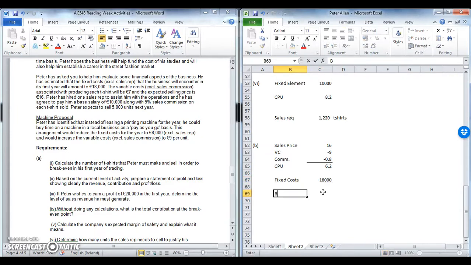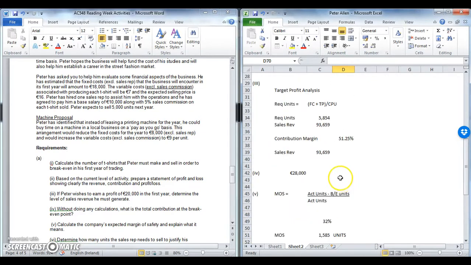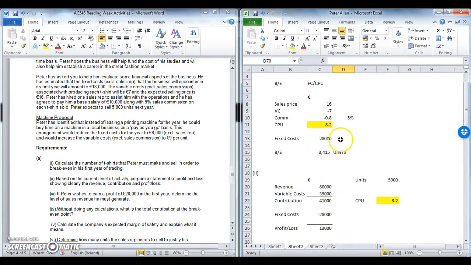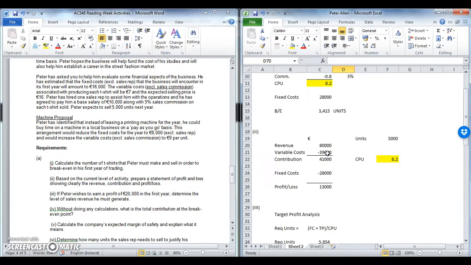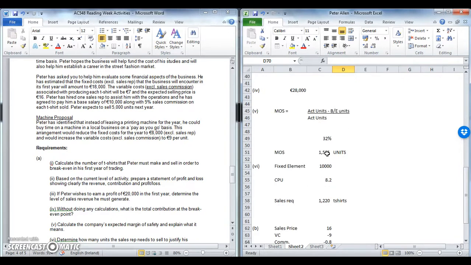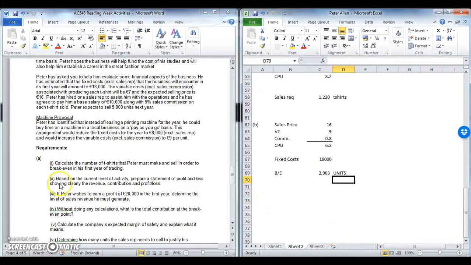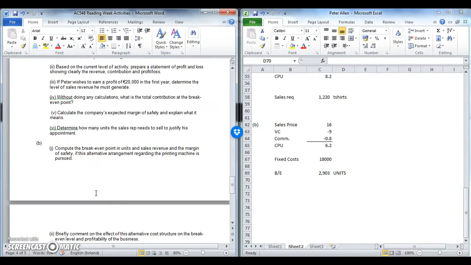So using those, the break-even point, which is the first thing you're asked for, is your fixed costs over your contribution per unit. So your break-even point here is 2,903 units, which actually, when you compare to above, is lower. So you now have a lower break-even point, because obviously you reduced a lot of your fixed costs, which obviously reduces your risk. So that's the first part you're asked for in part B, what is the break-even point in units.